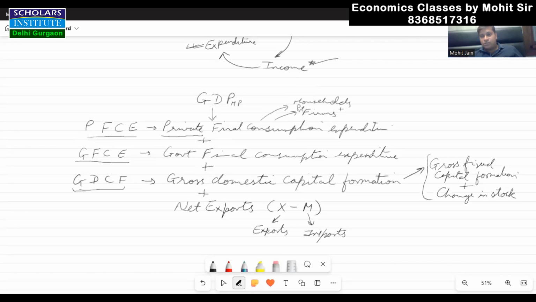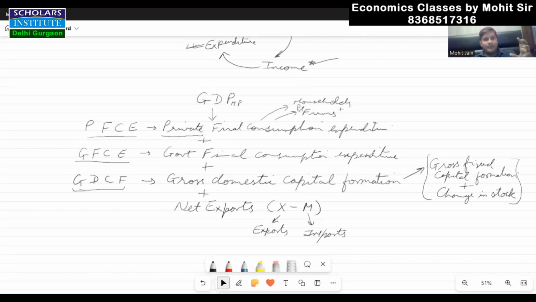So it includes these two things. Okay. Now, what is gross fixed capital formation? Let me explain this. It is the assets, the fixed assets created in the country. Okay. There are some factories being built. There is some machinery being set up. Whatever capital is being created.